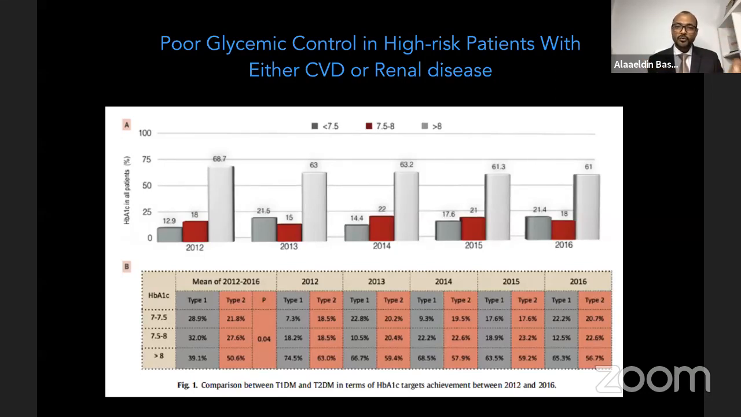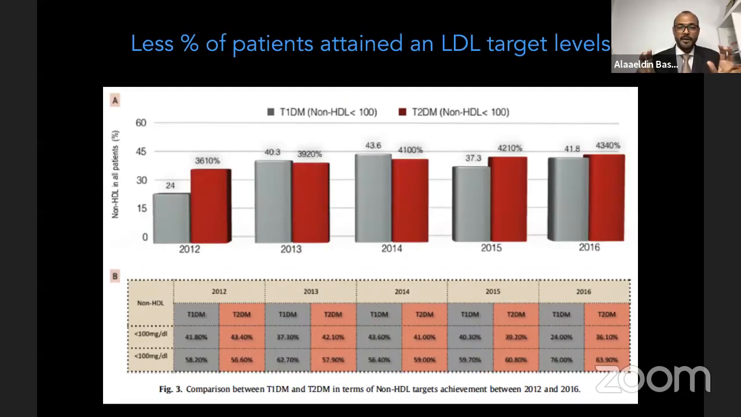Only 14 to 21% are achieving an A1C below 7.5. And another 22% around 7.5 to 8. And most of the patients, almost 60%, have an A1C above 8. What about the lipid profile, whether in type 1 or type 2? Actually, 45 to 60% are achieving target lipid profile in this high-risk group.